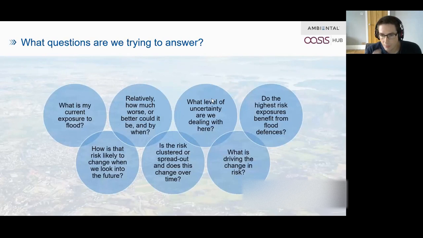So some of the questions we look at: obviously, what's my current flood exposure? Very useful to know, and then the relativity from that. So how can that change in the future? But more specifically, by when? What level of uncertainty are we dealing with? Is that risk change spread out or clustered?